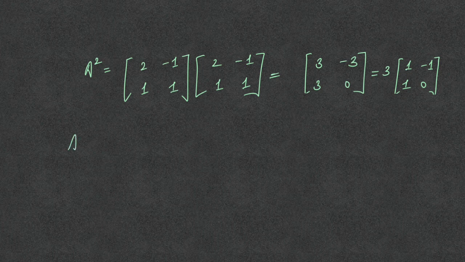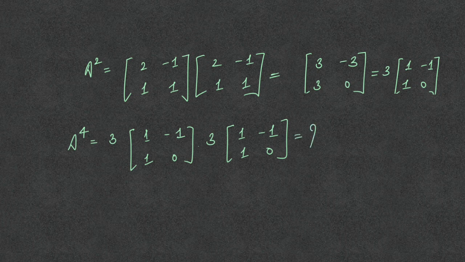Now let's find out A to the power 4 of the matrix. Since we know the value of A square here, using this we get 9, because 3 into 3 is 9. Inside the matrix we get 1 into 1 becomes 1. Minus 1 into 1 becomes minus 1. So for the first entry we get 0.